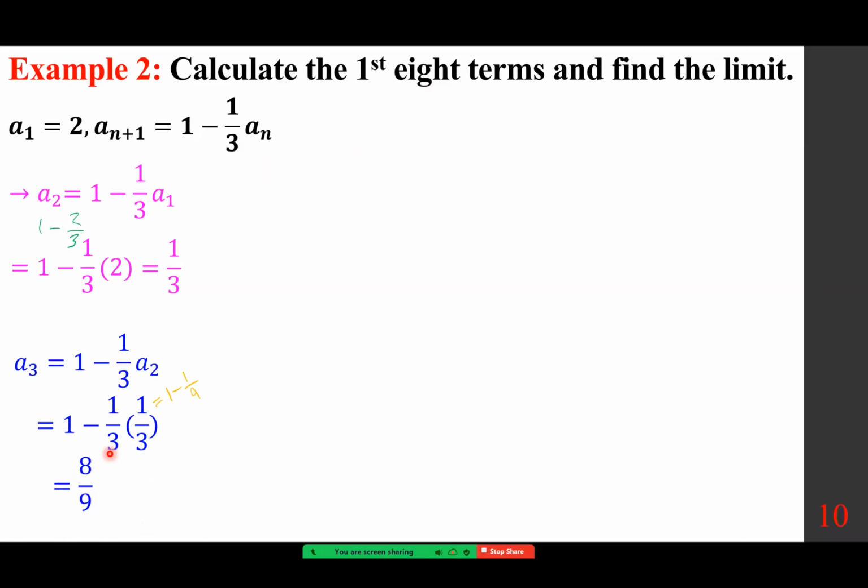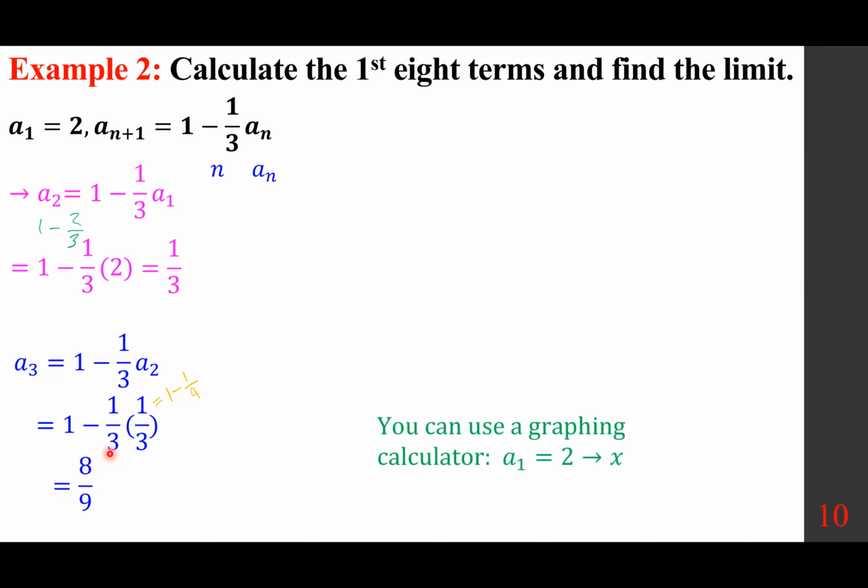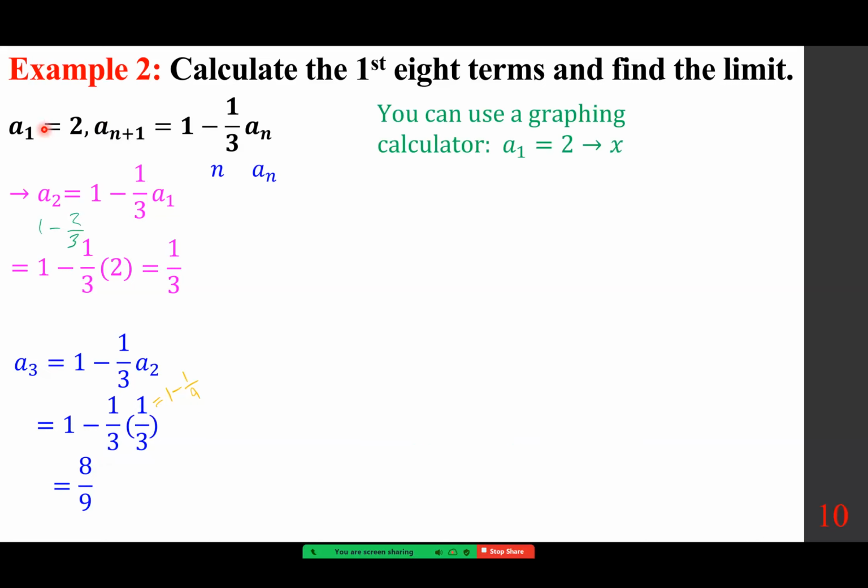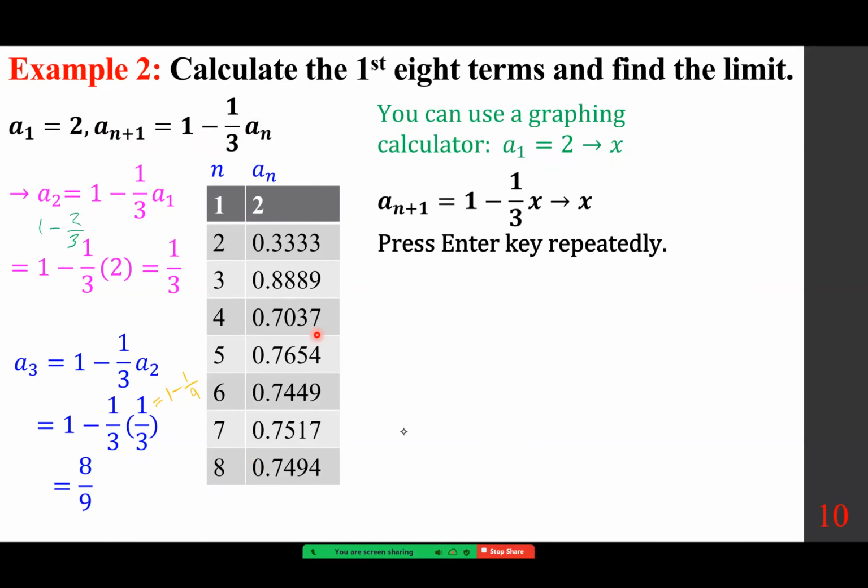I want to quickly show you if you are using a graphing calculator for the rest of it, you can use a simple programming, and that's fine. So in an a sub n, you put a sub 1, whatever the value is, and in this case is 2, store it in x. And then a sub n plus 1 is 1 minus 1/3 a sub n. You put 1 minus 1/3 x into x. And if you enter repeatedly, it gives you this.